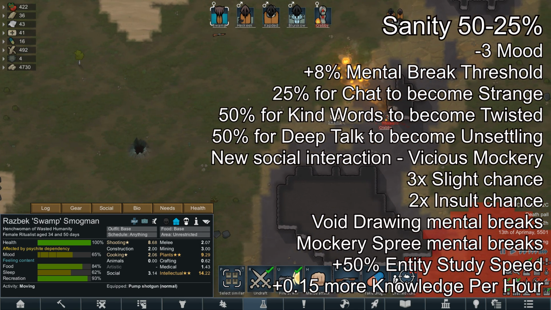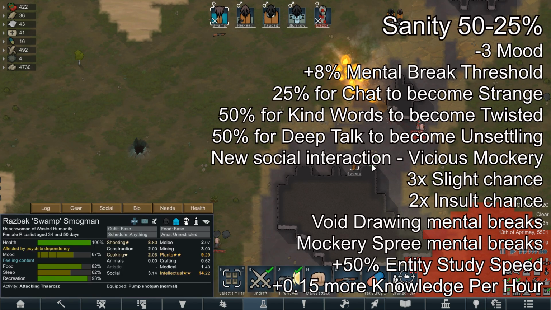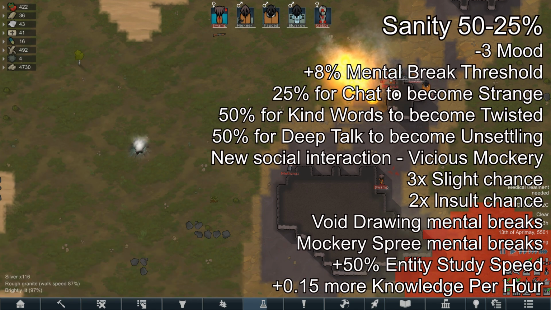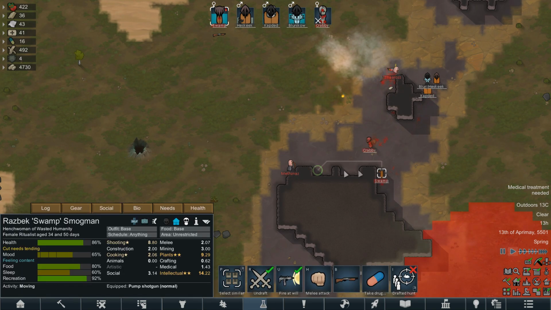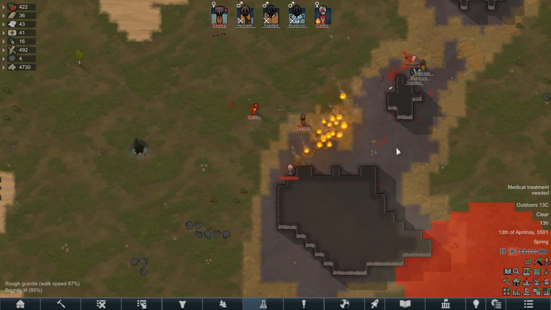Void drawing can still occur alongside another mental break called mockery spree, which is like an insulting spree conducted by a drama kid that's saved up years worth of shower arguments to unleash in a single blow across the colony. To make up for these horrific negatives, study speed is now 50% faster and knowledge has an additional 0.15 gained every hour. Although with quite so many risks floating around, you need to be really on the ball, or you'll see just how fast a colonist can descend into the next stage of sanity loss.